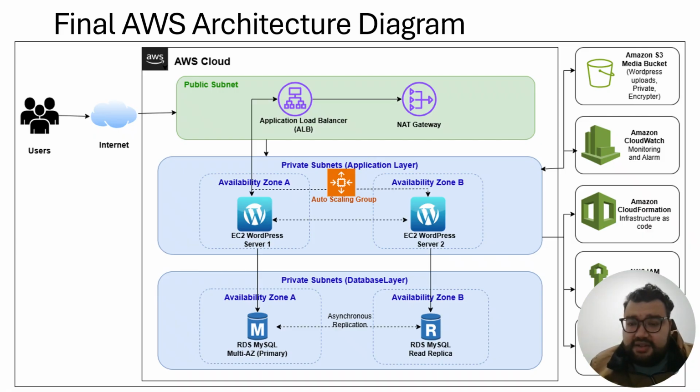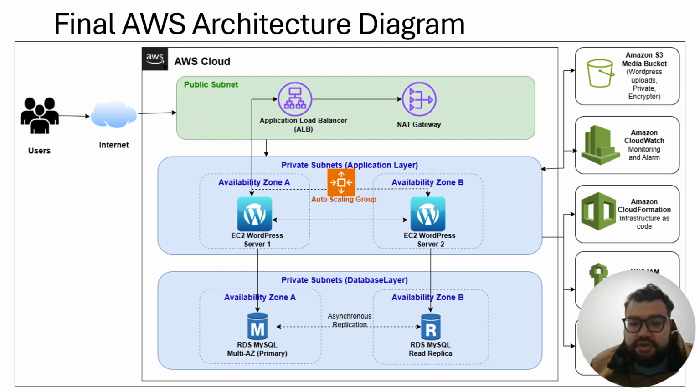This slide shows the final implementation of the AWS architecture designed for the e-commerce business scenario. The architecture uses a multi-tier design distributed across multiple availability zones to improve scalability, reliability, and fault tolerance.